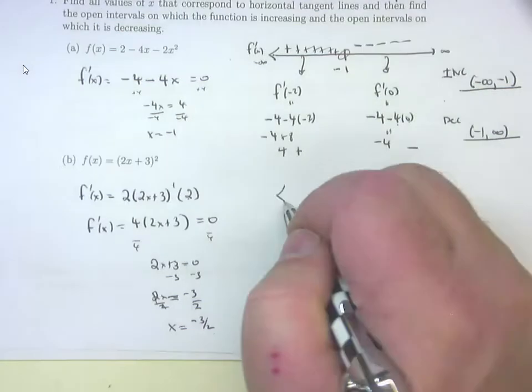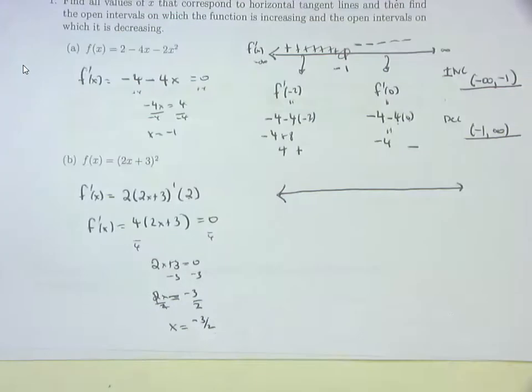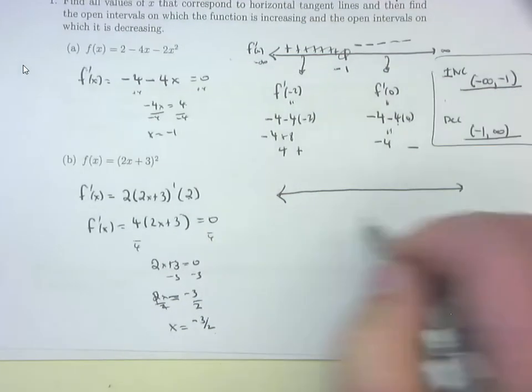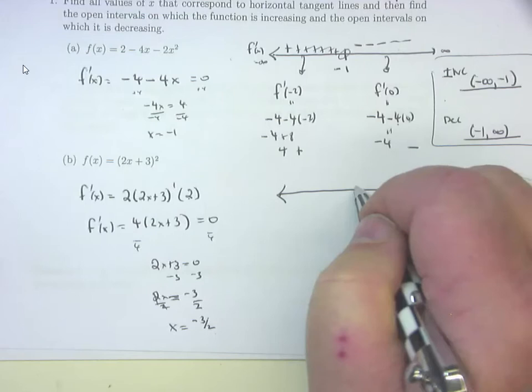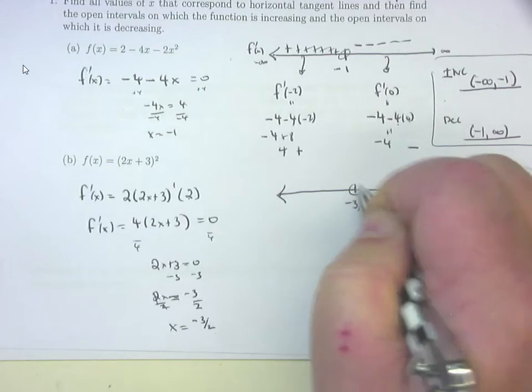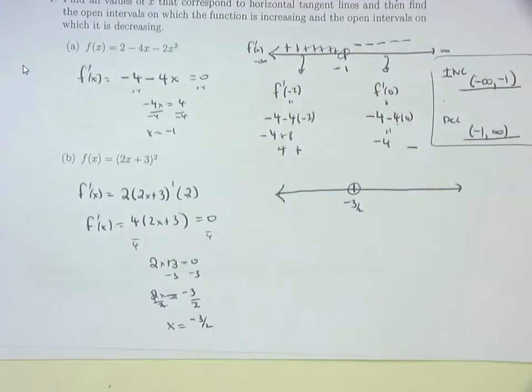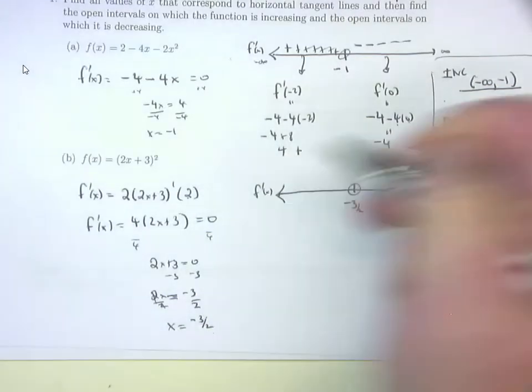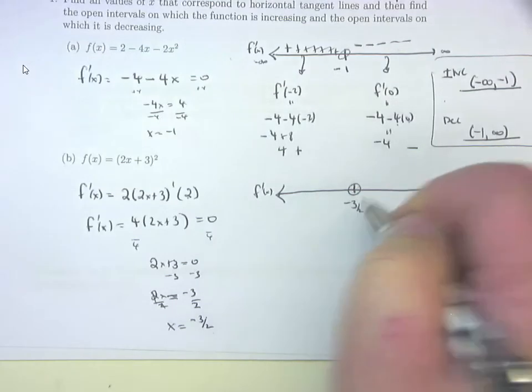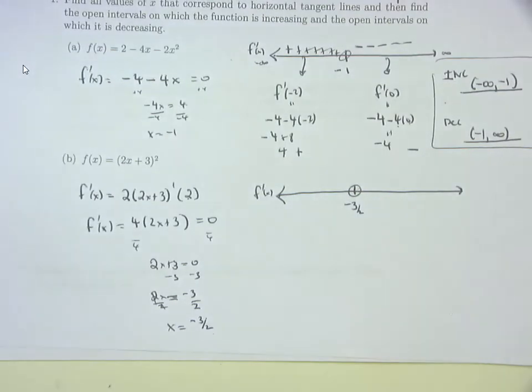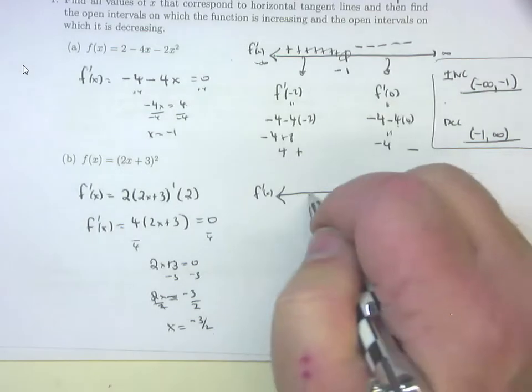So I'm going to draw my number line. And on my number line, I'm going to put negative 3 halves. Now I'm going to do test values, quote, around this derivative. This is my derivative, so this is my f prime function here. Number line, pick a number less than negative 3 halves. Negative 3 halves, same thing as negative 1.5. So less than that, I choose like negative 2.